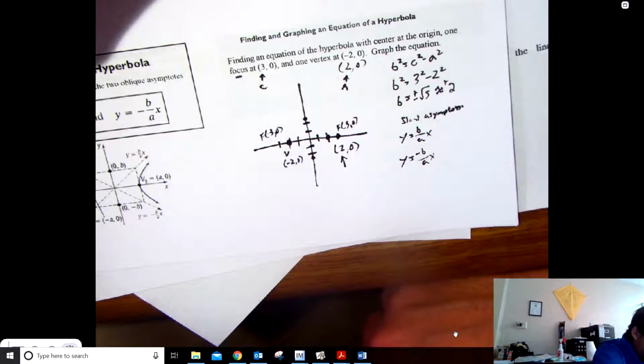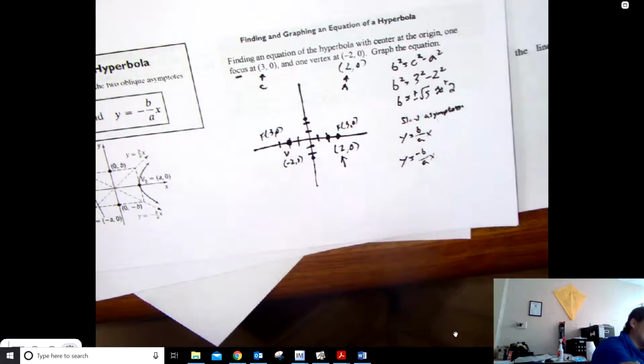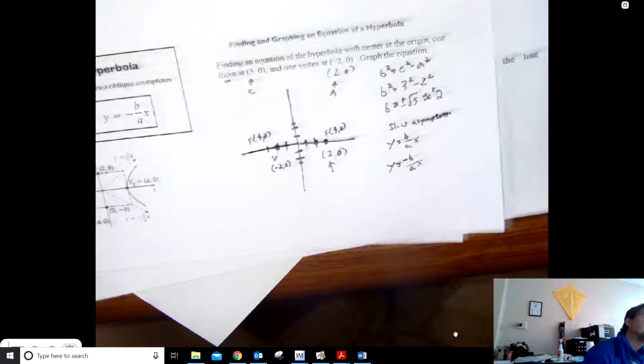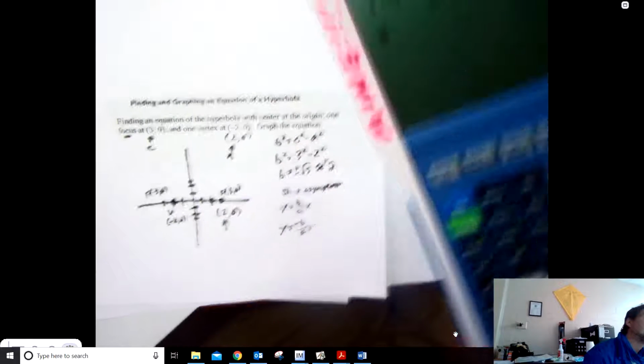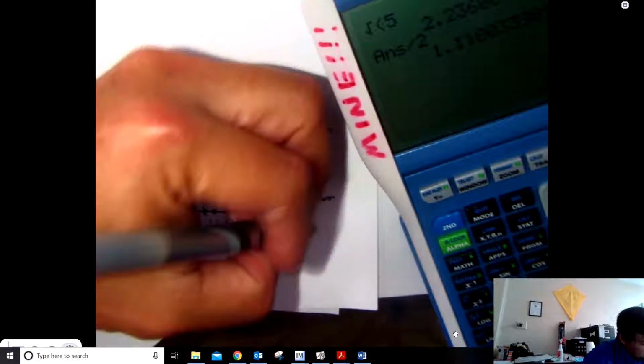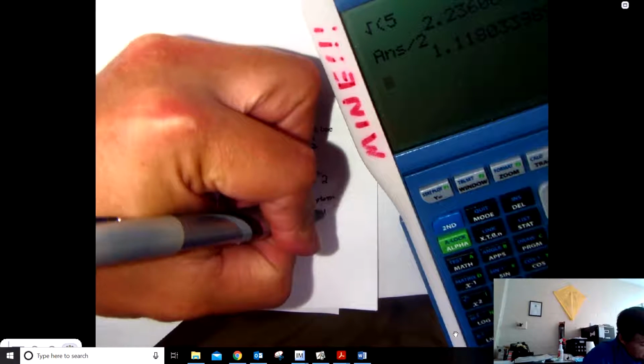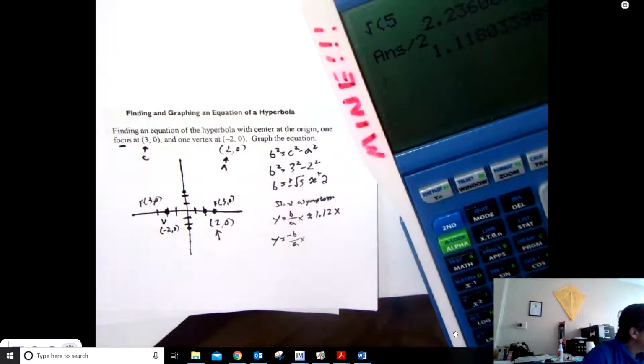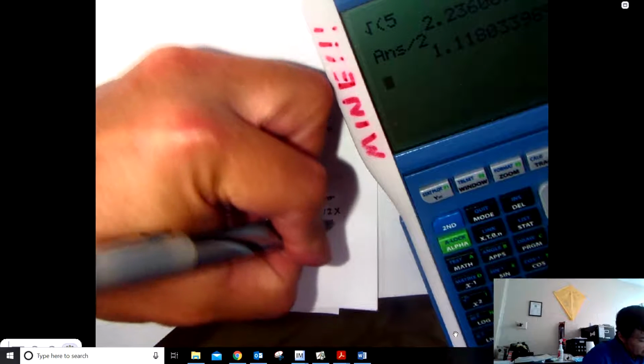All right, so we figured out b was this root of 5. Man, I guess I do need to do the decimal. That stinks. Root of 5 is 2.23. I'm going to divide it by a, which has a value of 2. And there's no way to convert that into a fraction, which kind of stinks. It's about 1.12x. This means we have a slope of 1.12.